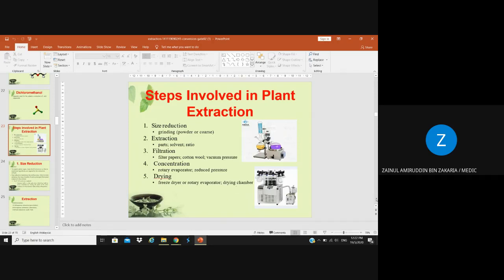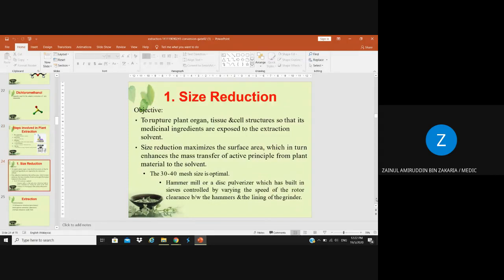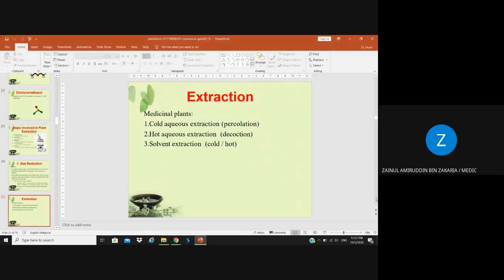Okay. So this one you just read through. I just explained to you the size reduction. Earlier we talked about this. What is extraction? You can have percolation, cold aqueous, decoction is hot extraction. And then solvent extraction, it can be cool or hot.